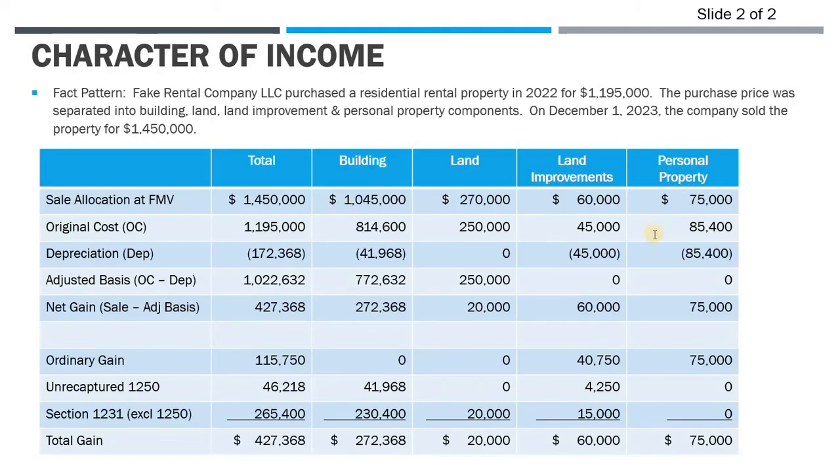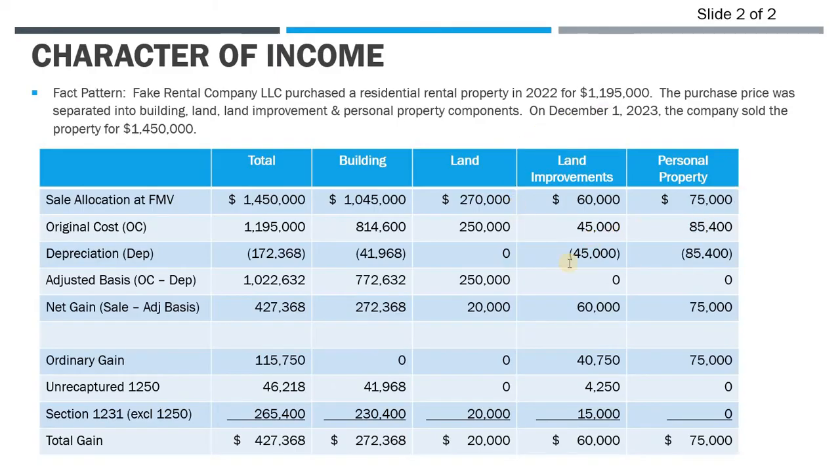Now, the reason why we separate all these out is because, one, we have to allocate the sale price across each item depending on its FMV. And then also each item was subject to different kinds of depreciation rules, right? For example, the land allocation is not a depreciable asset, so we have gain on there over our original costs.